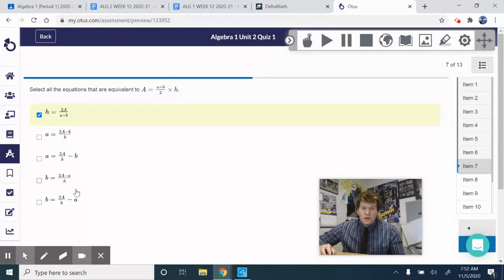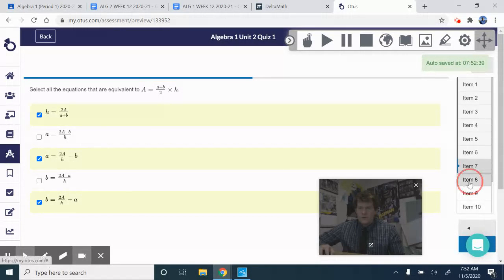Then it just comes to a matter of, am I subtracting outside or on top with that division? Well, since we're getting rid of this times H first, anything that happens after that is not included within that division. So the minus b and the minus a needs to be on the outside of that division. So there's number 7.